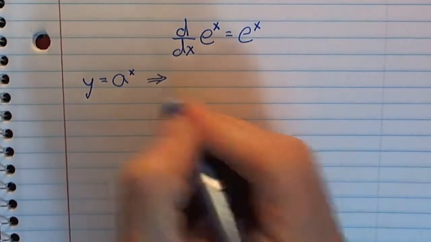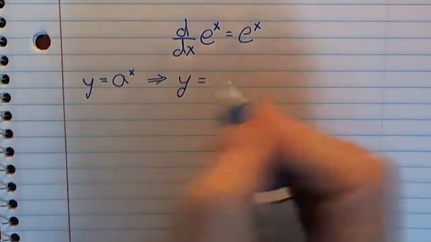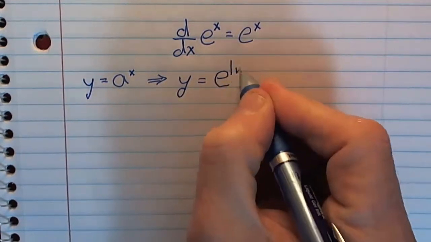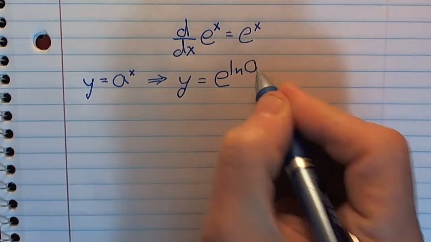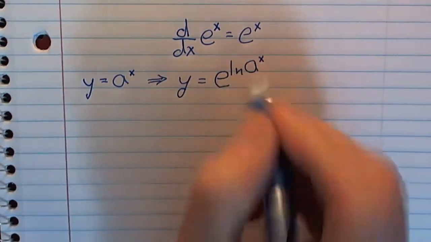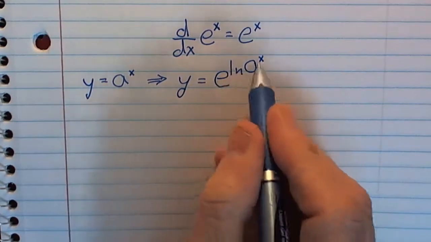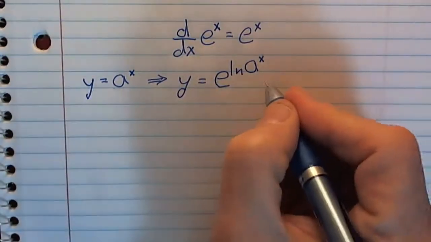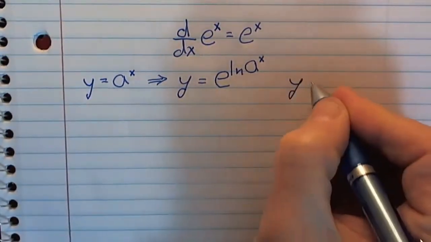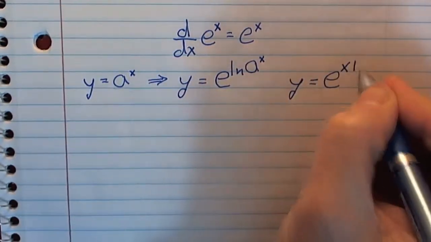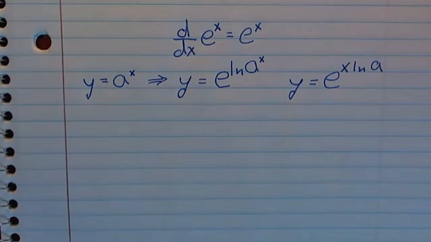So let's write a to the x this way. Let's write it as e to the natural log of a to the x. And since e and natural log are inverses of each other, this e to the natural log a to the x is just exactly equal to a to the x. Now I want to use a property of logs that says that I can bring this x out front, like that. See? Just brought the x out front.